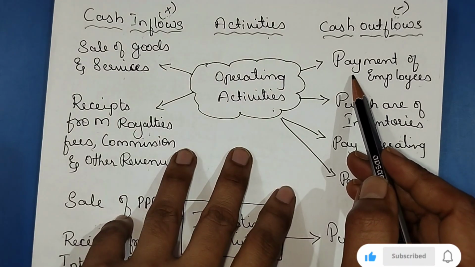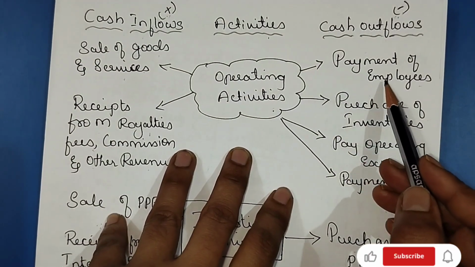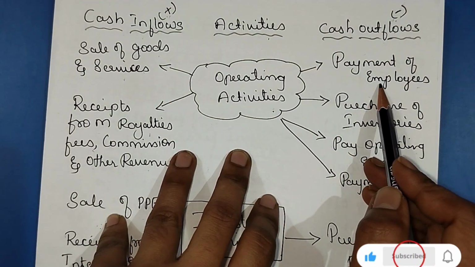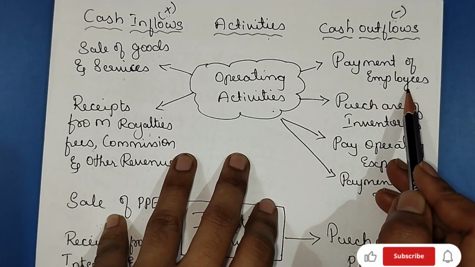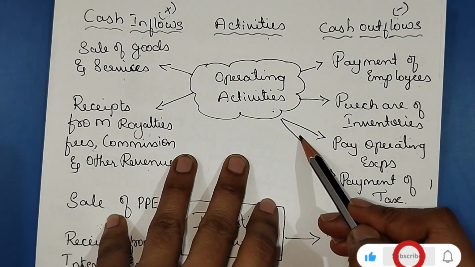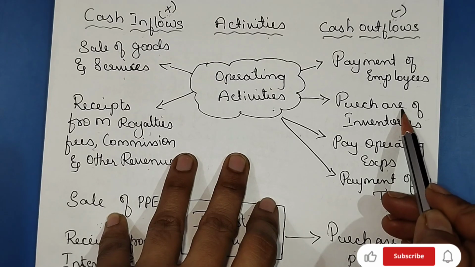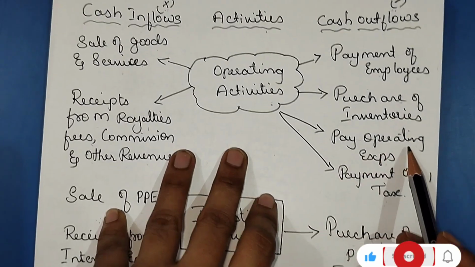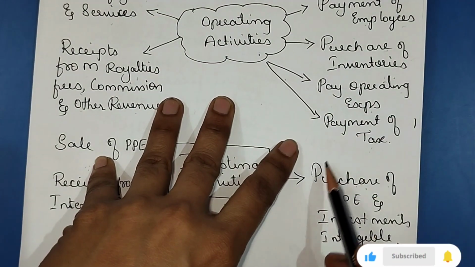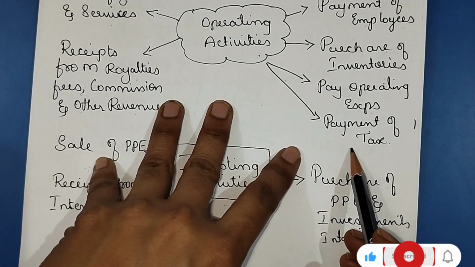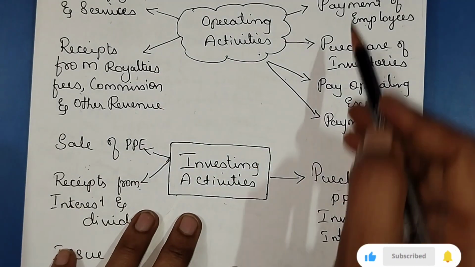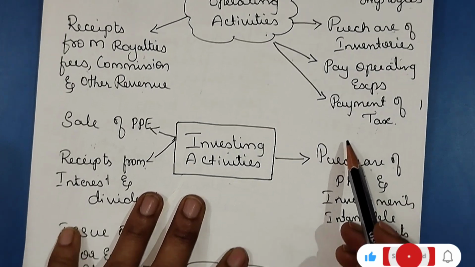Now, any payments. To get the work done, you need to pay salary to the employees. So, you are making a payment that reduces your cash. You purchased inventory, that reduces your cash. Any operating expenses you have paid and tax you have paid, all these reduce your cash. So, you record them under cash outflow.